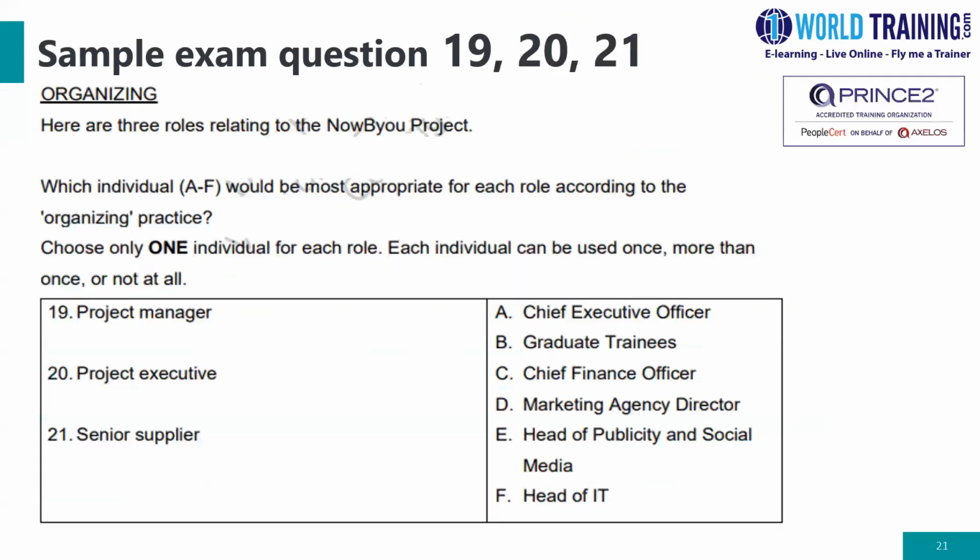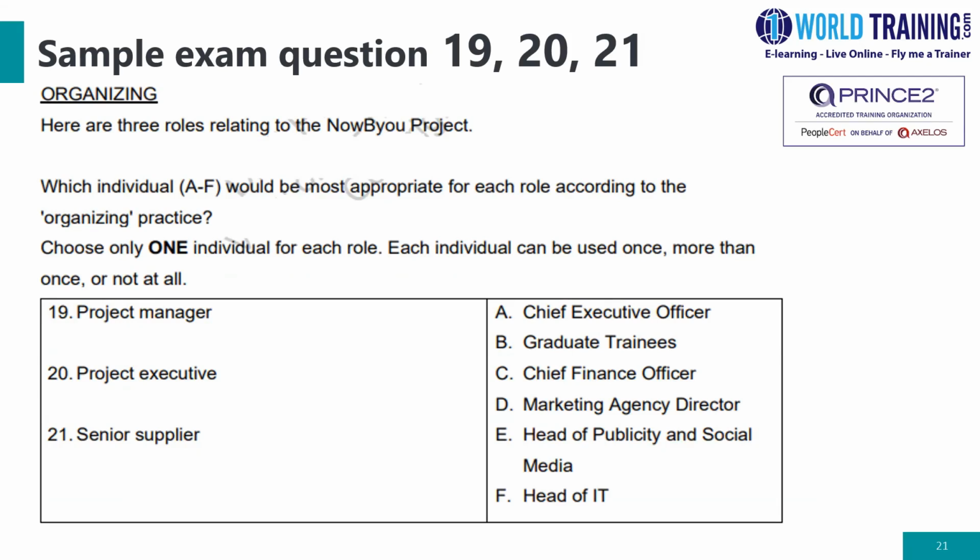Now we've got a series of questions on the organizing theme, organizing practice rather. Here are 3 roles related to the Now BU project. Which individual, A to F, would be appropriate for each role according to organizing practice? Choose only one individual for each role. Each individual can be used once, more than once, and not at all. 19, project manager.